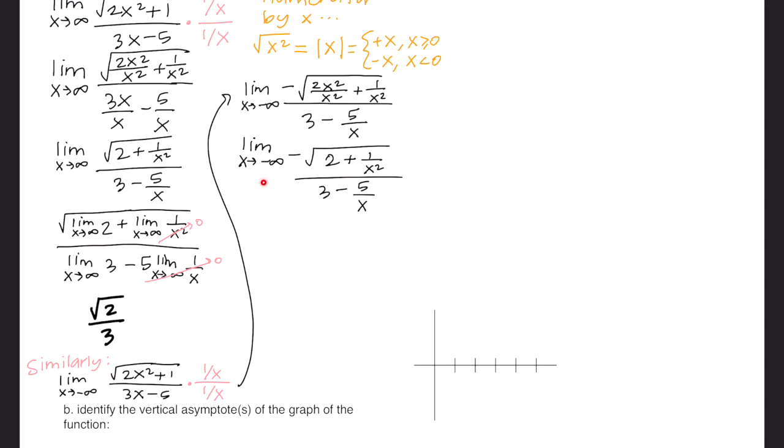In order to evaluate this limit, we're going to do the limit of the top and the limit of the bottom. When we take the limit of the top, we're going to pull this negative to the front of the limit, and we're also going to pull the square root to the outside of the limit.